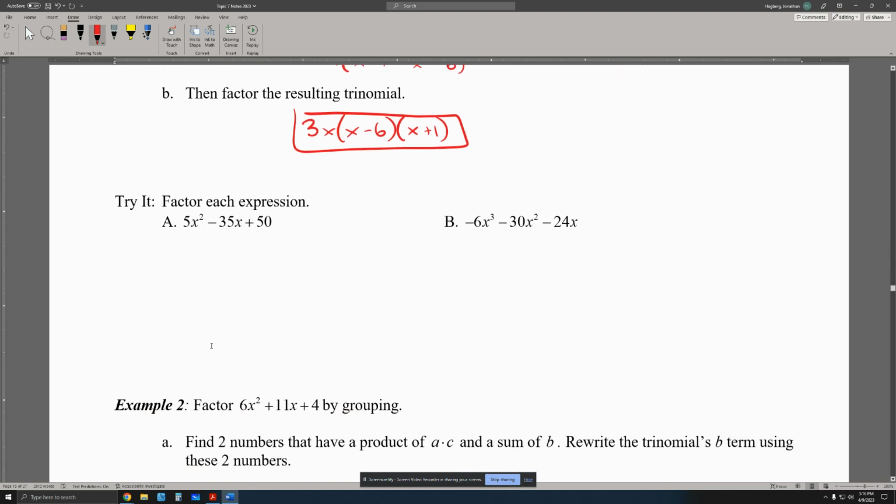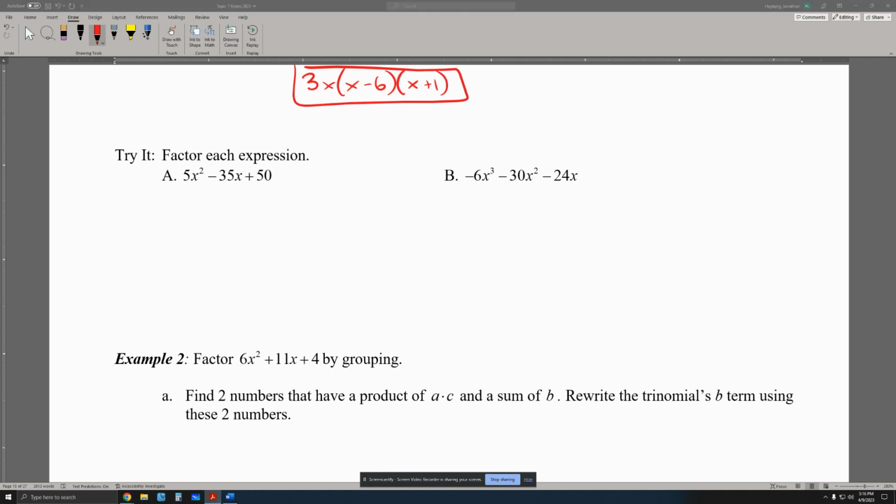All right, let's try some. Here we have example A. First thing we check for is the GCF. So I notice that in 5, negative 35, and 50, the GCF is 5. There is no common variable factor, so we're just left with 5 as the GCF. What's left inside is x squared minus 7x plus 10. We're dividing out 5 from each of those terms. Okay. I notice that the resultant quadratic trinomial can be factored further. Factors of positive 10 that add to negative 7. The answer, negative 5 and negative 2. So our complete factorization is 5 times the quantity x minus 5 and x minus 2.